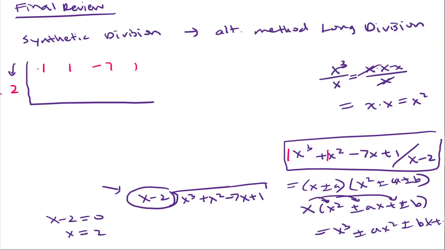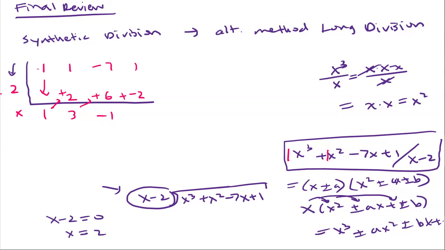Here we're using 2, so we need to bring this 1 down, and then we multiply. 2 times 1 gives us 2, and then we add. 1 plus 2 gives us 3, and then we multiply again. 2 times 3 is 6. Then we add. Minus 7 plus 6 is minus 1, and then we multiply again. 2 times minus 1 is minus 2, and then we add.